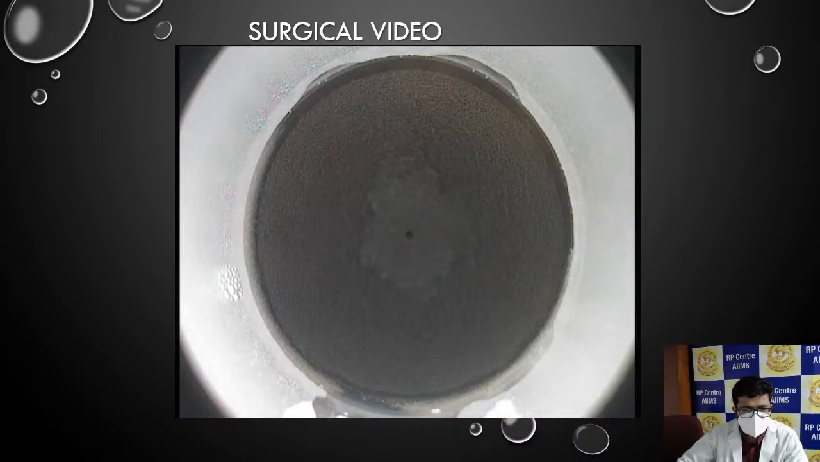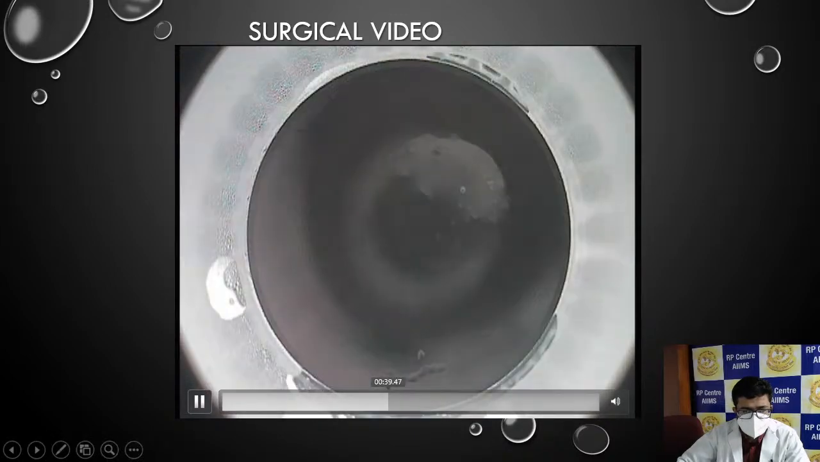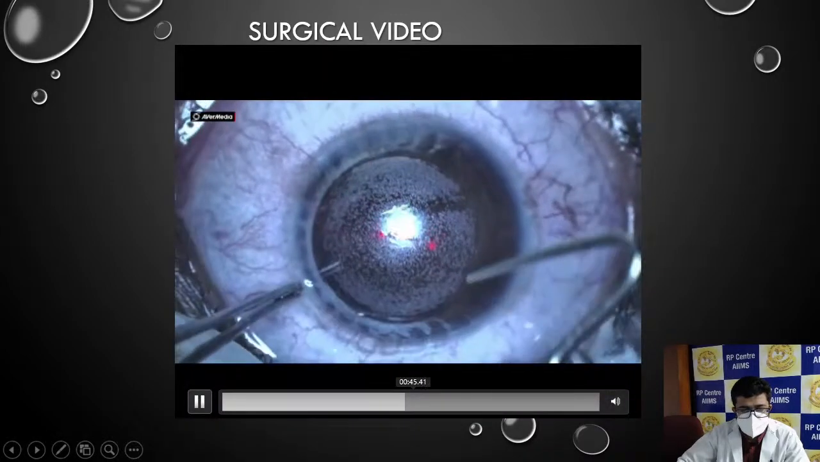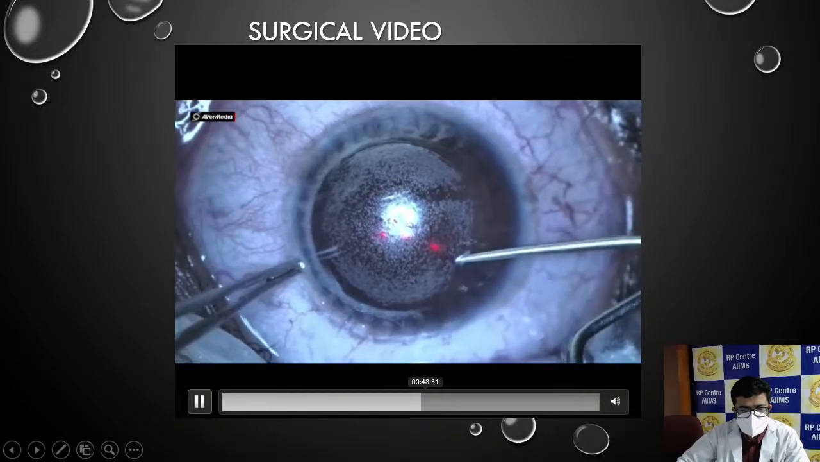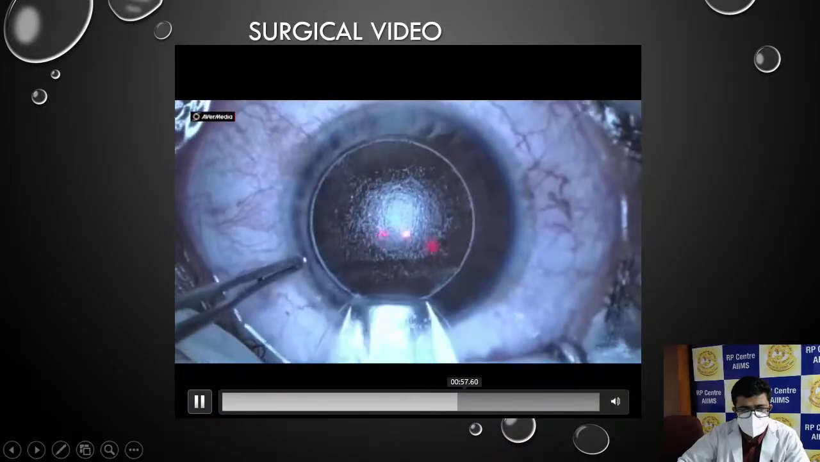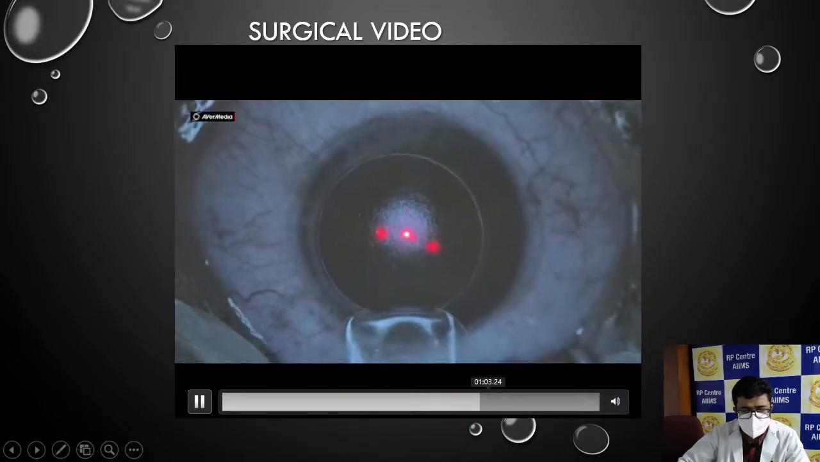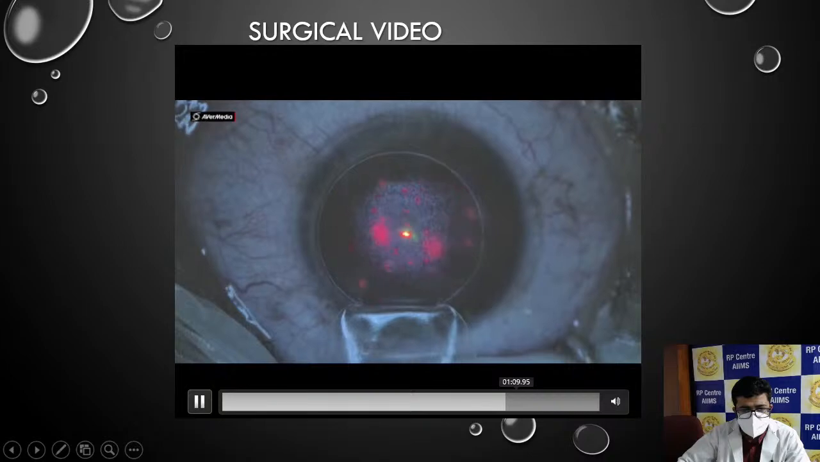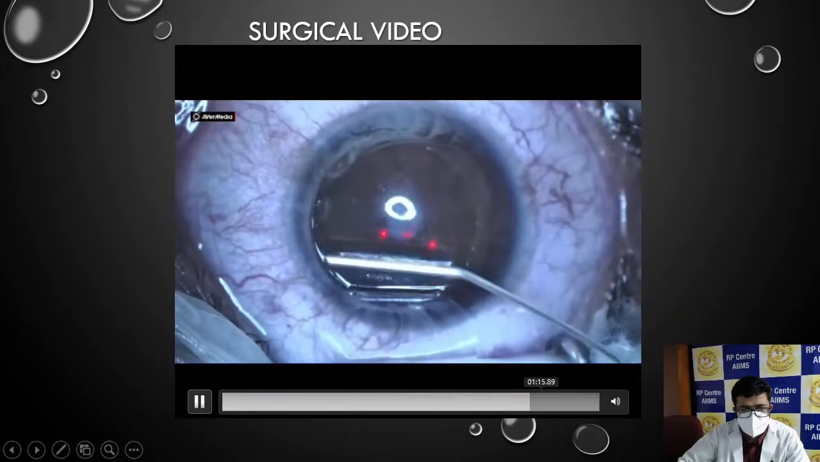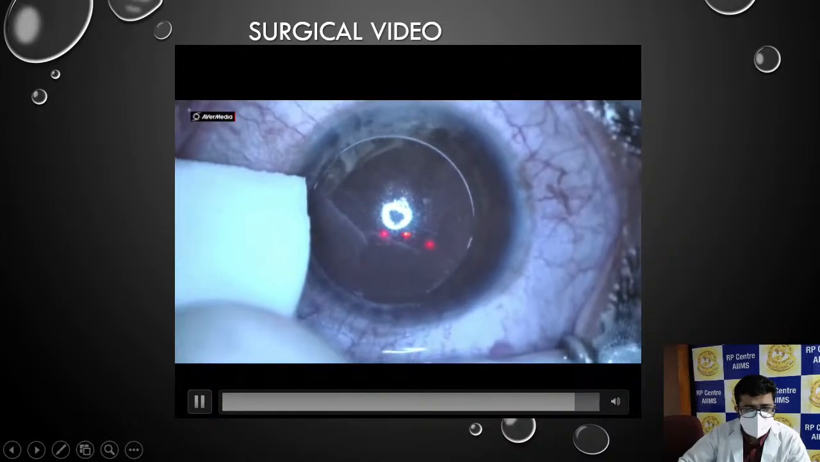So the flap was made, and so you lift the flap and you dry the surface, followed by excimer laser, and then the flap was placed, and then you check for apposition of the flap.